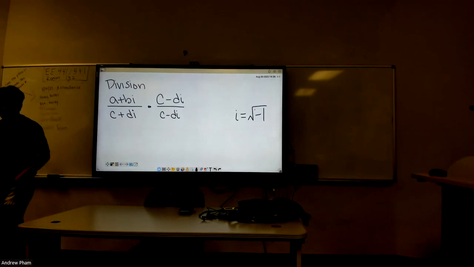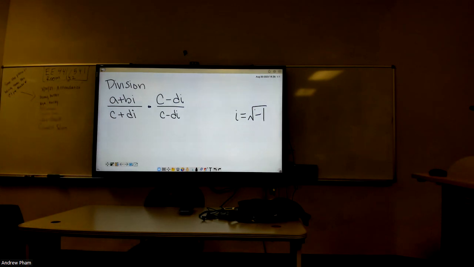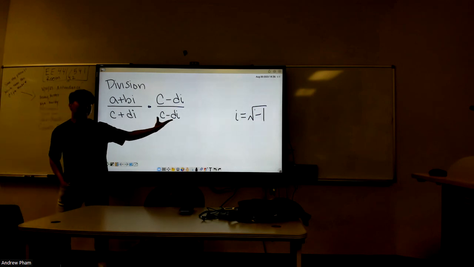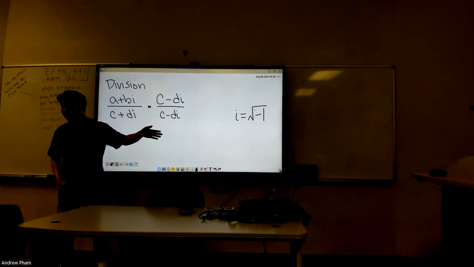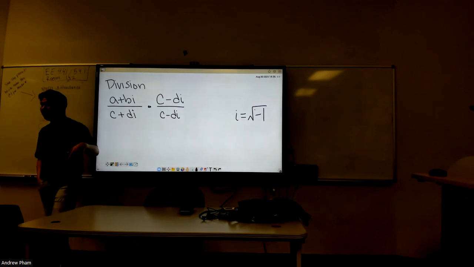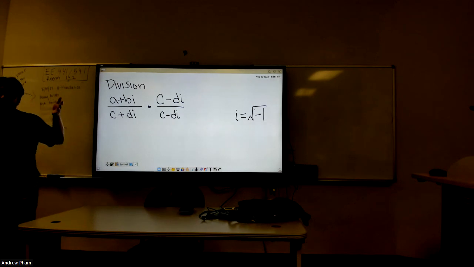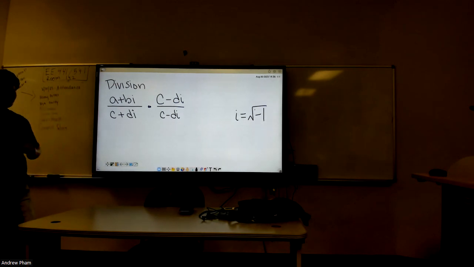Let's break this down. First off, I'm allowed to do this because this is the same thing as times 1. C minus di over c minus di, that's the same thing as 1. If I say 4 over 4, that's still equal to 1. Whenever I multiply by 1, I didn't change my value or anything like that.